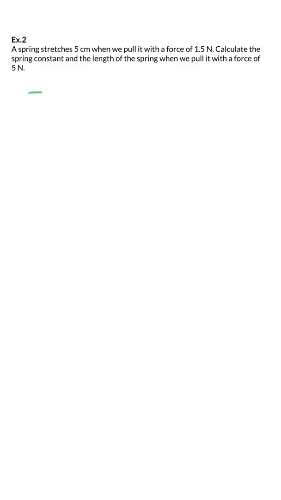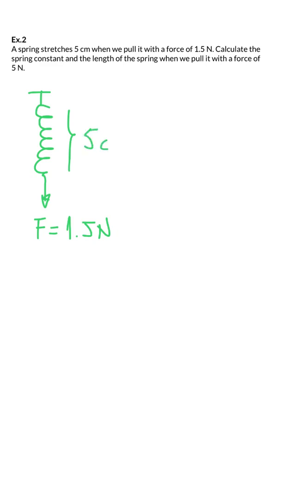We have a spring. We are pulling it with a force of 1.5 Newton, and we are producing a stretching of 5 centimeters. Again, we are going to write the formula here, and we are going to see what we have. Do we have the force? Yes, we have the force. So 1.5 equals, do we have K? No, that's what we are asking to calculate.